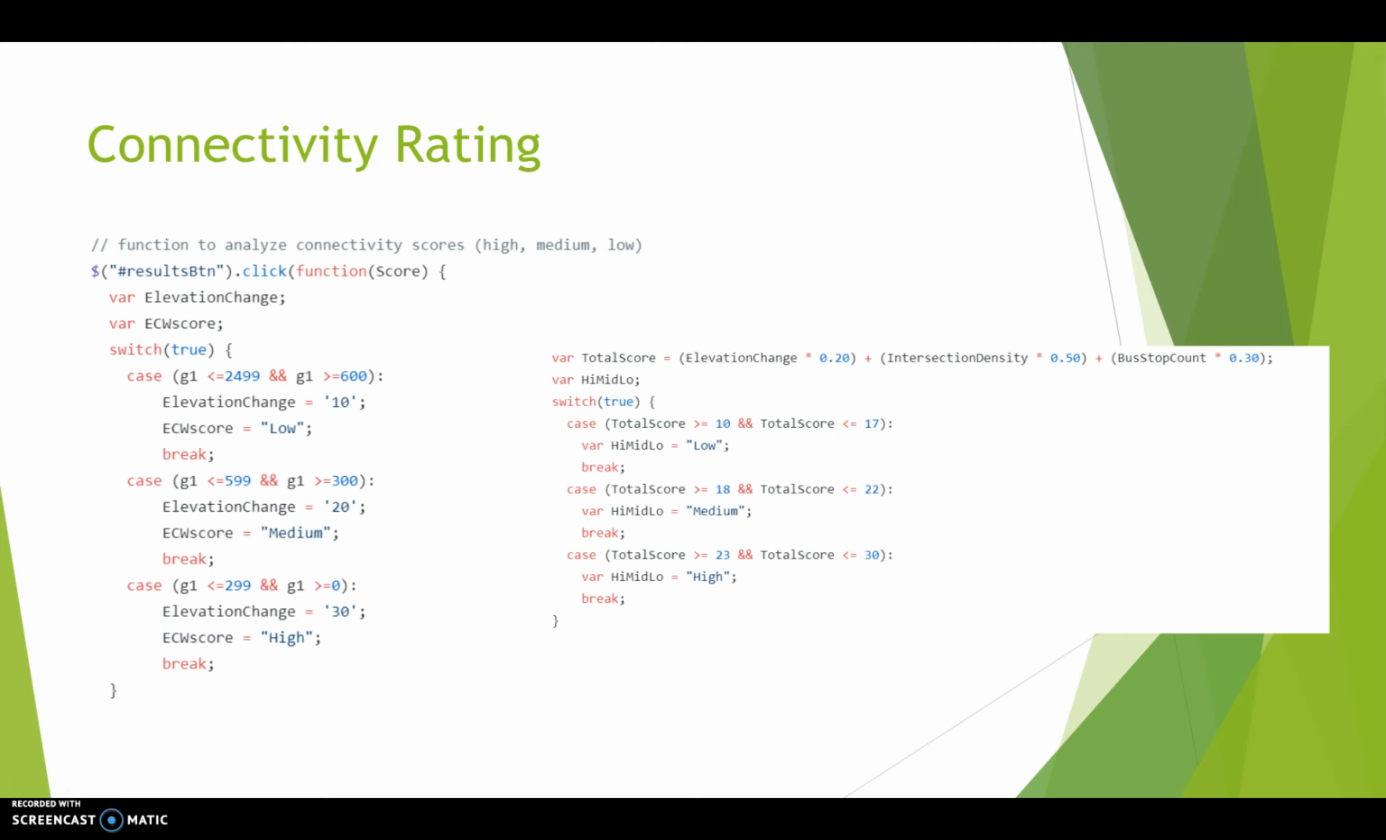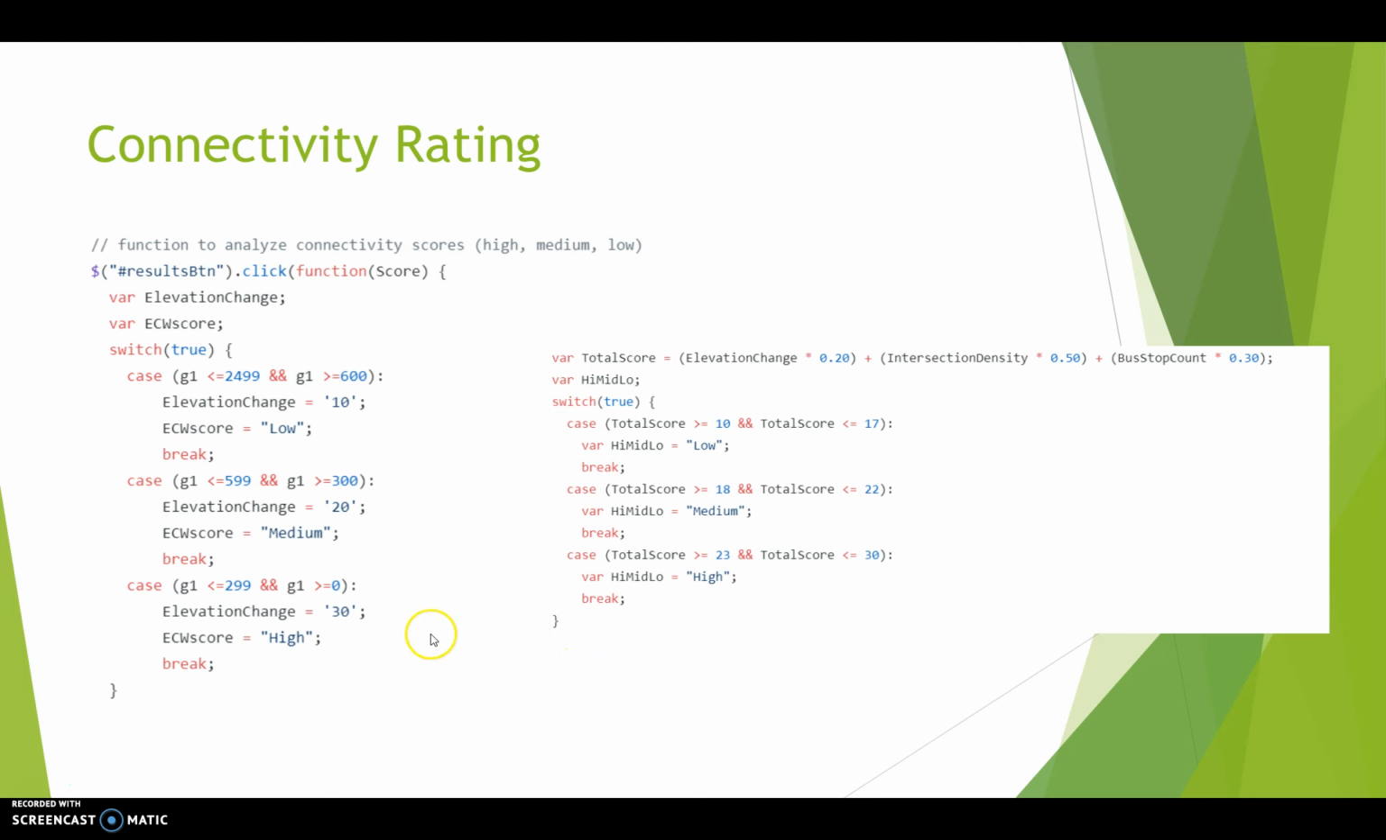We needed to create the connectivity rating, and so this is part of the code that we used. Some of the JavaScript code that after the geoprocessing services ran, it outputs these three numbers, like the number of bus stops, change in elevation, and the intersection density, and we're able to rate them as low, medium, or high.